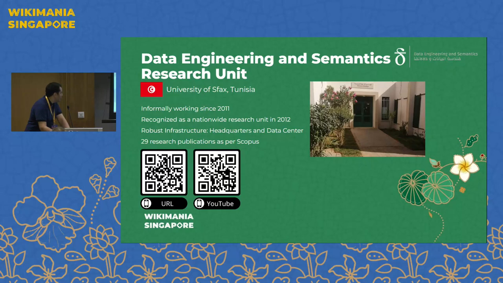We have 29 research publications around Wikimedia research as per Scopus. If you look on YouTube, we have a presentation at this year's Wiki Workshop about what we do and how we work. There's also the URL that you can check, and our business card, where you can find the same QR code linked to the URL.